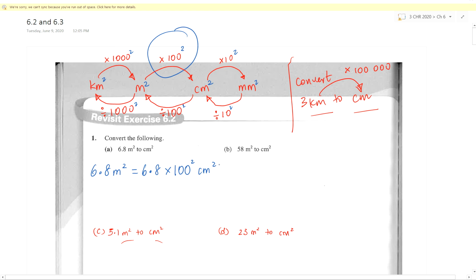At this point, if you want to use your mental sums, go ahead. 100 square is 100 times 100. So there are a total of 4 zeros. So we move the decimal place by 4. Move the decimal place 4 times to the right, 1, 2, 3, 4. Or you can use your calculator. 6.8 times 100 square. 68,000. 68,000 square centimeters.